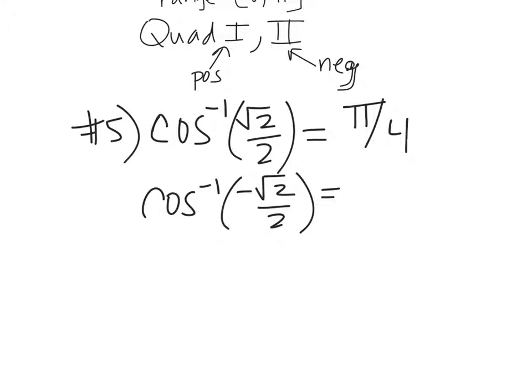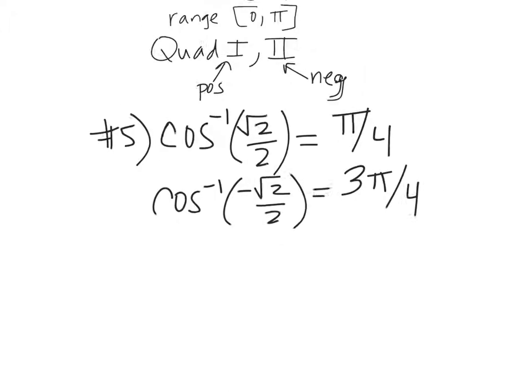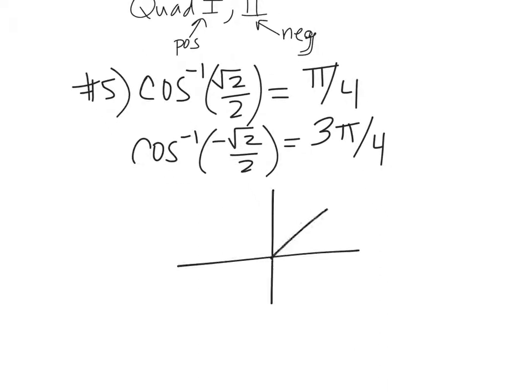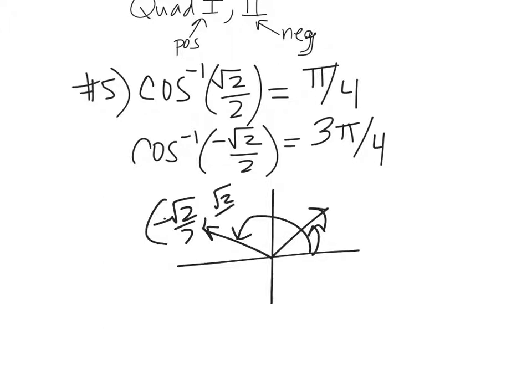So what angle gives me a value of rad 2 over 2 for cosine? That would be pi over 4. Now, where do I get a negative rad 2 over 2? 3 pi over 4, exactly. So pi over 4, and then over here is 3 pi over 4. Cosine is negative over here. This is negative rad 2 over 2, positive rad 2 over 2. So anytime you are evaluating a negative number, this answer for cosine inverse will be in quadrant 2. That's what makes it tricky too, because sine wasn't like that. Sine's in quadrant 4 and 1. Cosine's in quadrant 1 and 2.